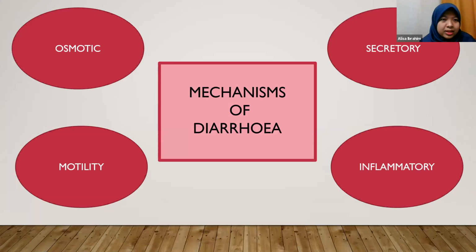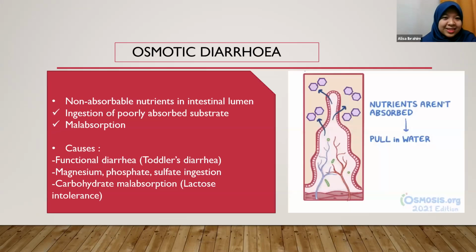So there are a few mechanisms of diarrhea, and there are 4 main mechanisms of chronic diarrhea, which are osmotic, secretory, motility, and also inflammatory.